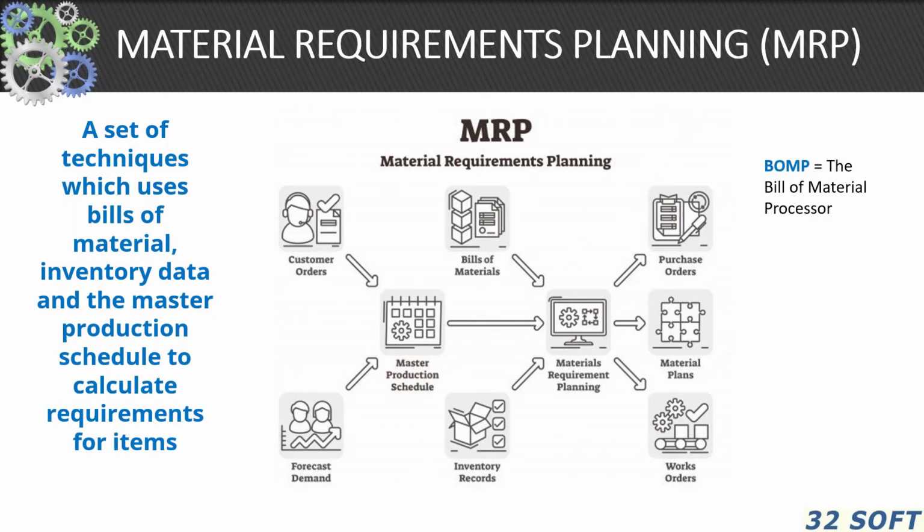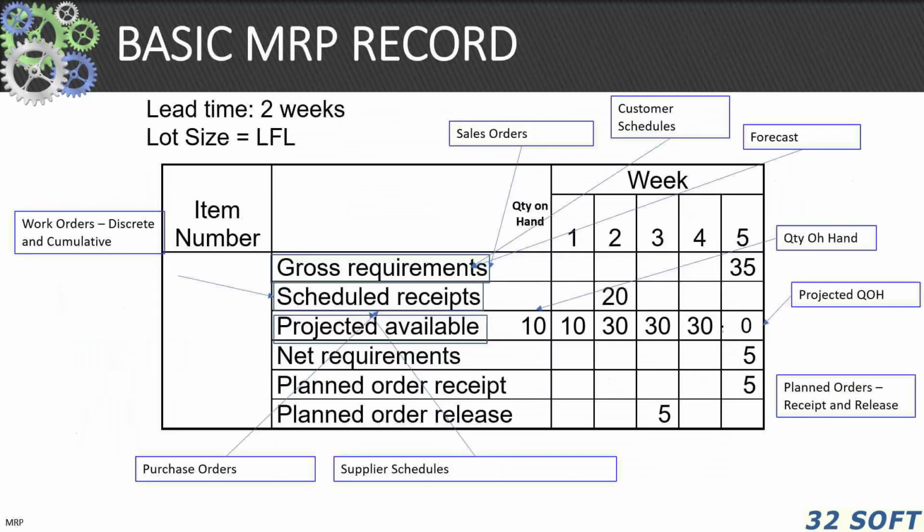In the late 1960s, IBM created a computer program called the BOMP, the Bill of Material Processor, which allowed the statement of a product's structure to be stated in terms of a parent-component relationship inside a computer program. MRP is described as a set of techniques which uses bills of material, inventory data, and master production schedule to calculate requirements for an item. MRP then makes time-phased recommendations to release or reschedule replenishment orders for material.